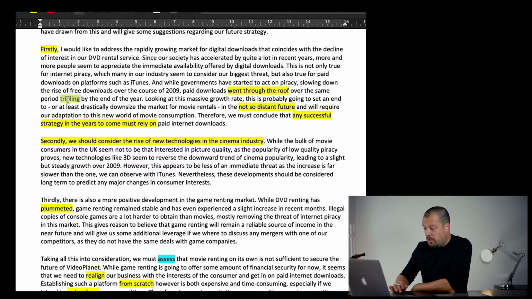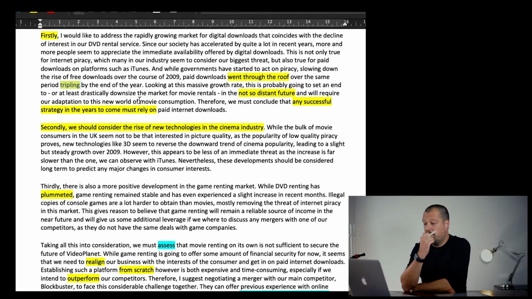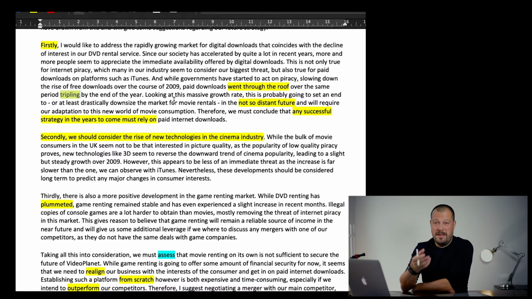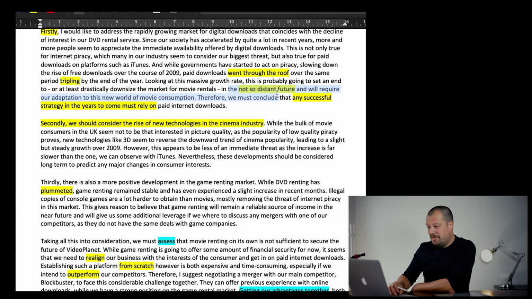This I also like. Paid downloads tripled by the end of the year. It is a quick and simple way of slightly simplifying a trend. So it didn't exactly triple, I think, not to the actual percentage, but you can round up or round down, and it makes it a lot shorter than saying increased by 62.5% or something. This is a good way of keeping the length of your email down to make it more readable for the intended reader.